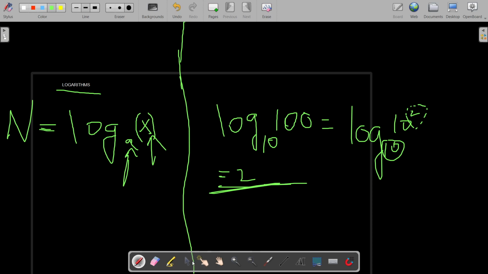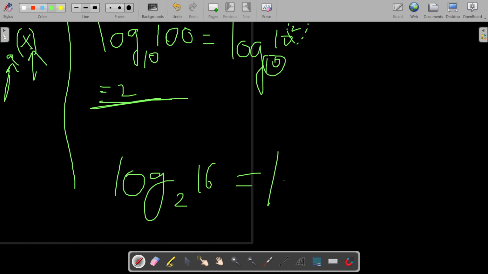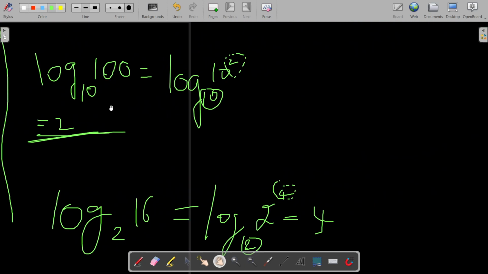Similarly, if I take another example, like log, let's take 16 and let's take base 2. 2 power 4 is 16. So how much power should we raise it? We raised the power 4 of the base in the argument. So the answer should be 4. Yeah, logarithms work like that.